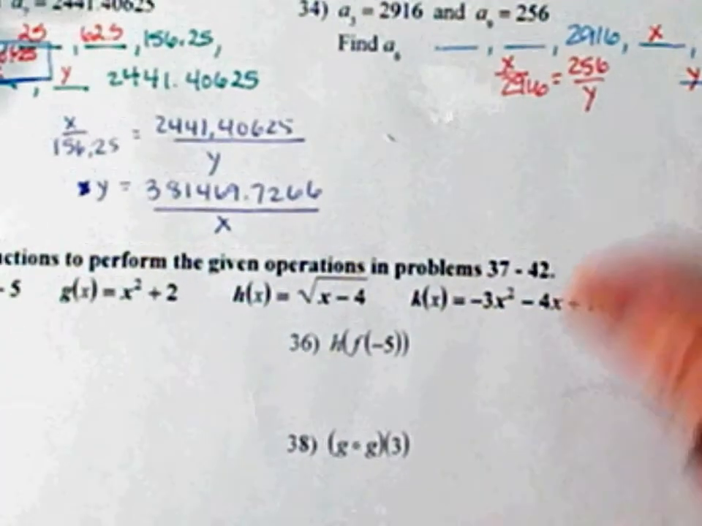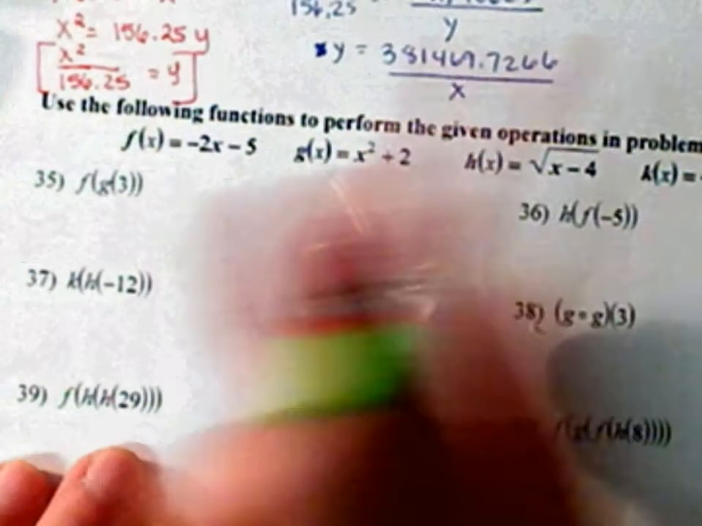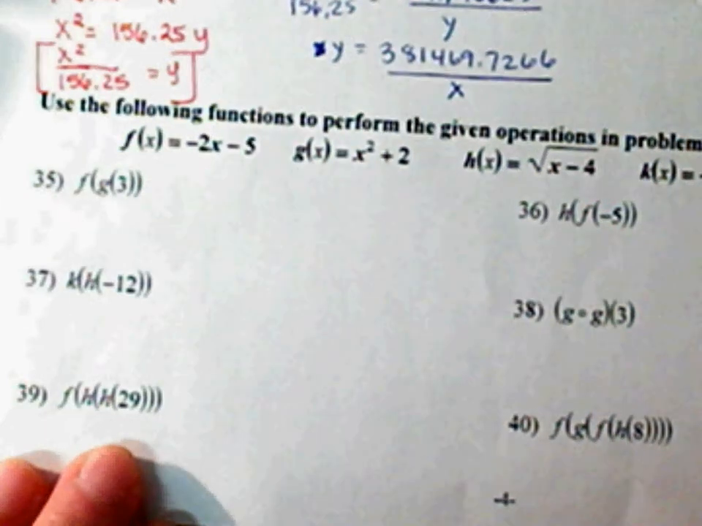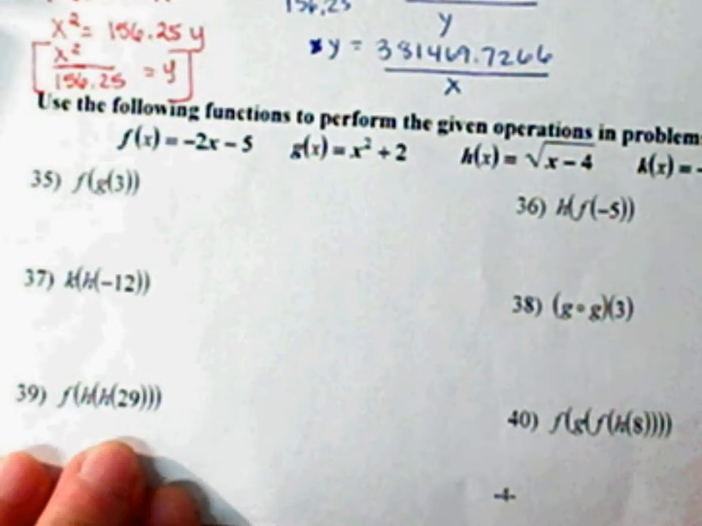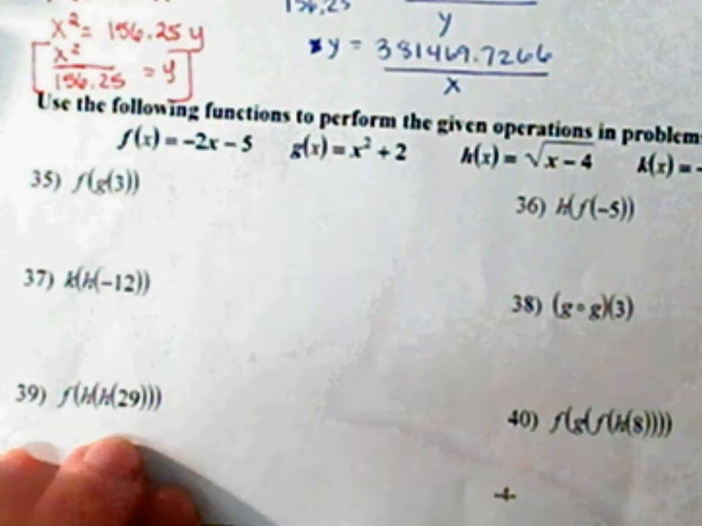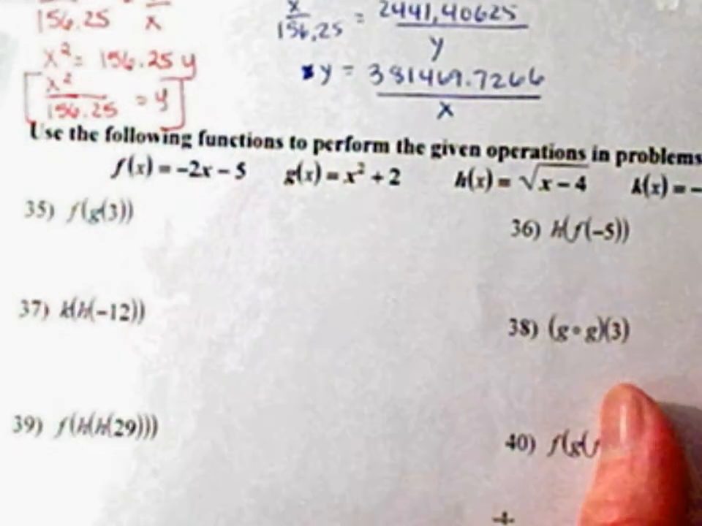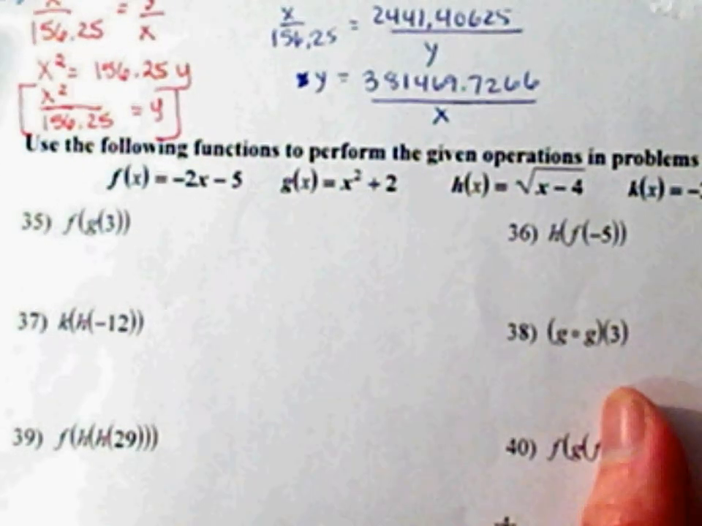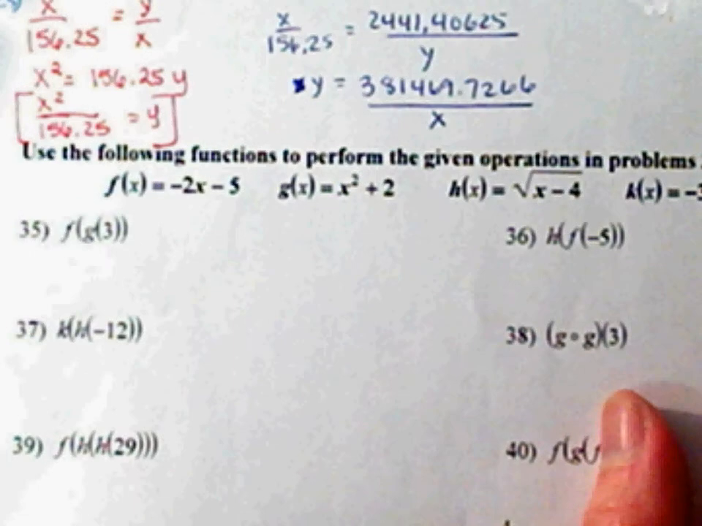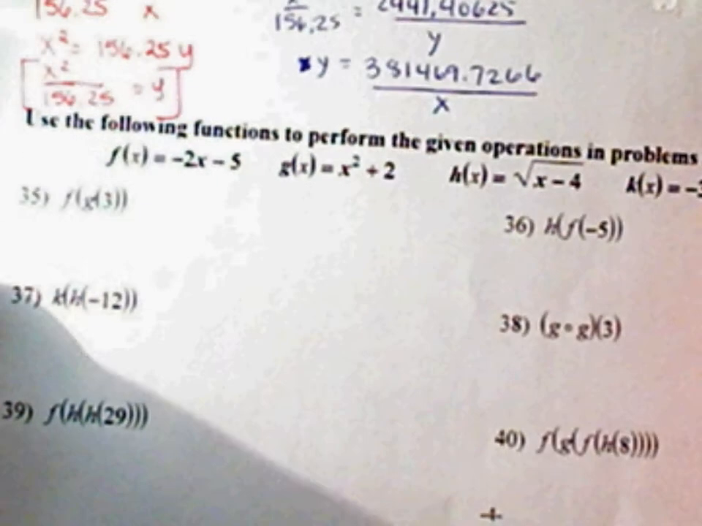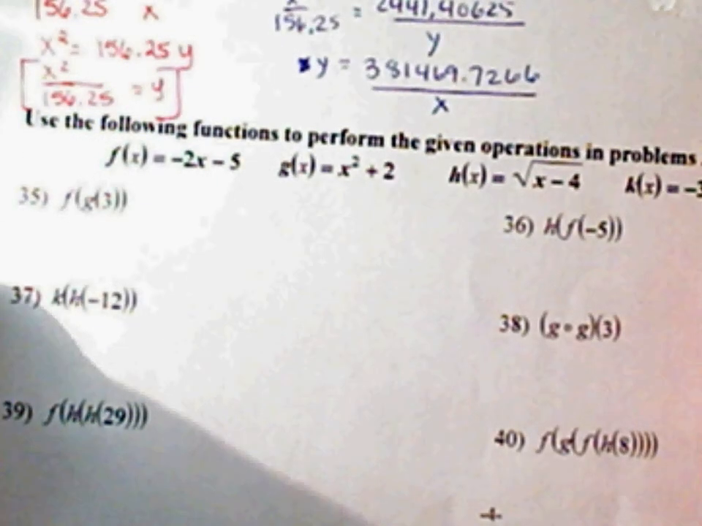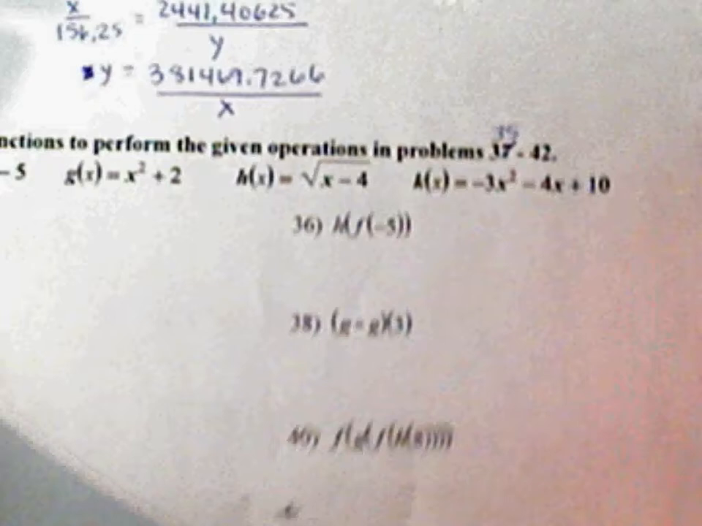All right. On 35, you're going to use the following functions to perform the given operations in problems 35 to 42. Okay? So, let me show you guys. Number 35, you're going to start from the inside out.